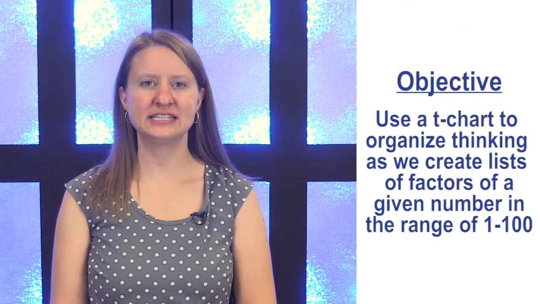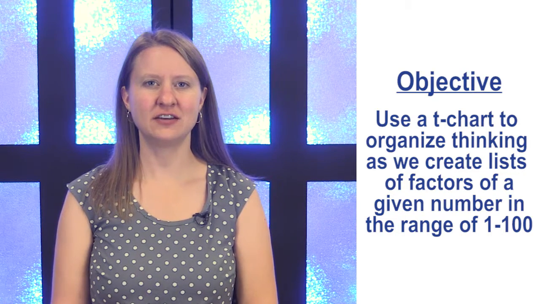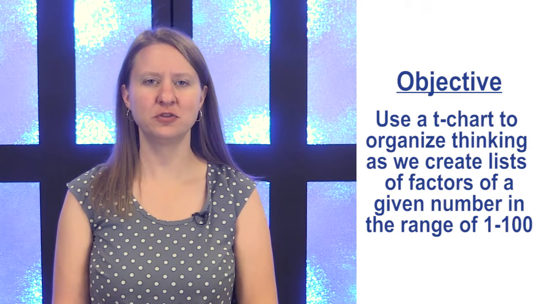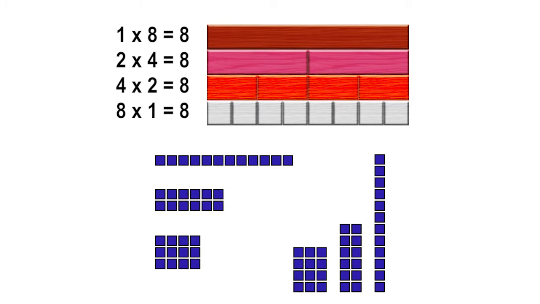The objective of this lesson is to use a T-chart to organize thinking as we create lists of factors of a given number in the range of 1 through 100. In previous lessons, students found factors with Cuisenaire rods and building arrays with square tiles. In this lesson, we will be using multiplication facts and division strategies to find factors.